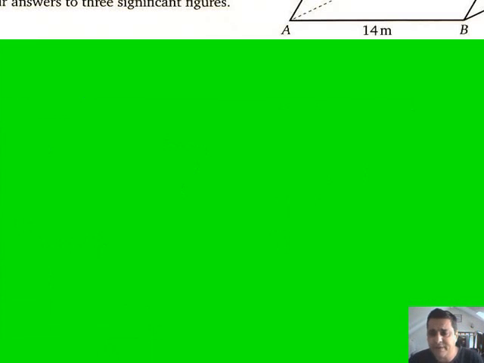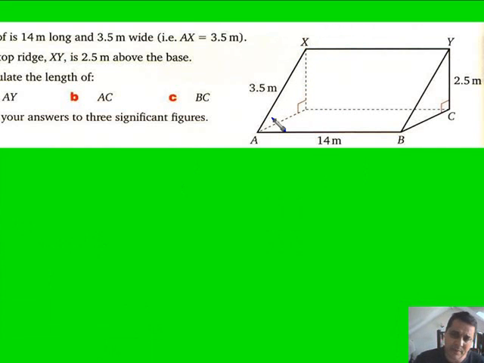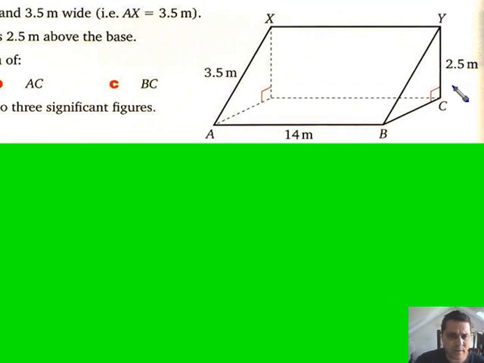I've got a roof that is 14 metres long. There it is, 14 metres. It is 3.5 wide because we're looking at it from the top. In other words, AX is 3.5. And the top ridge, XY, is 2.5 meters above the base.